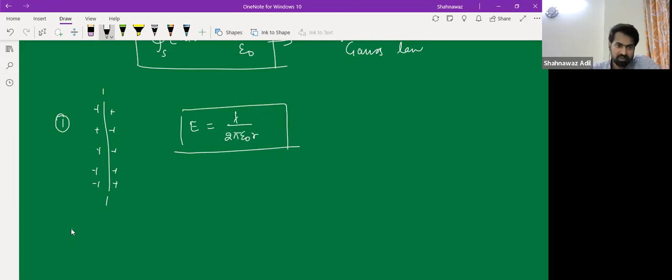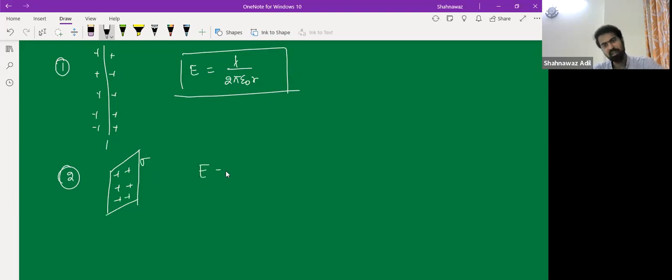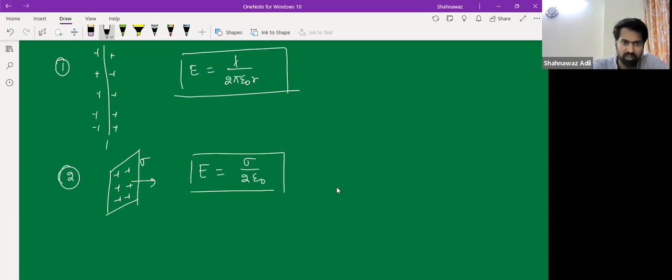And we have the second distribution, which is this sheet. This has some surface charge distribution sigma. So what is the electric field of this sheet, Aisha? Sigma by 2 epsilon naught. Yes, so you guys remember it correctly.